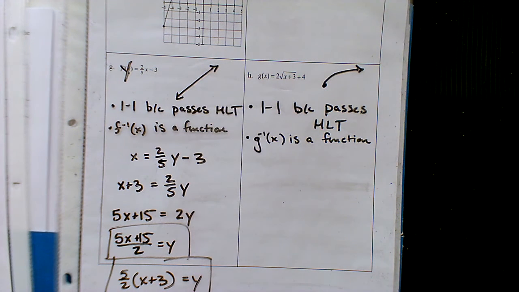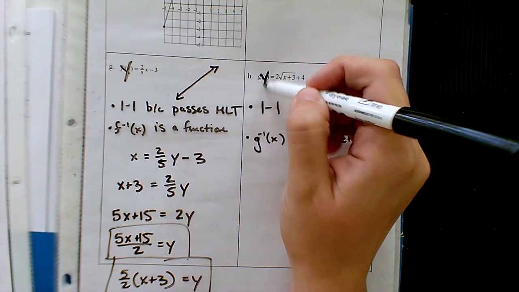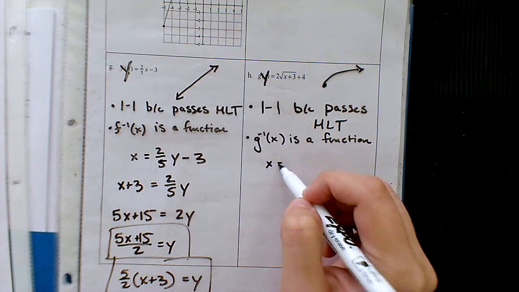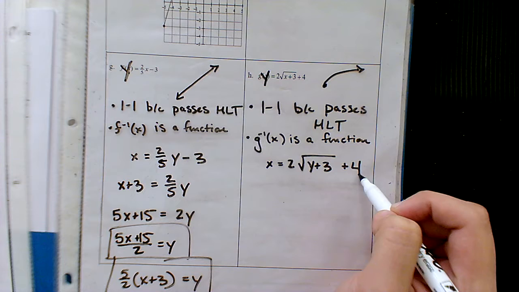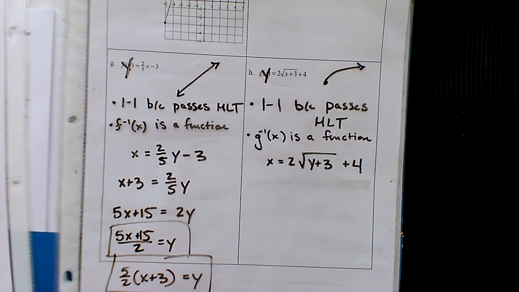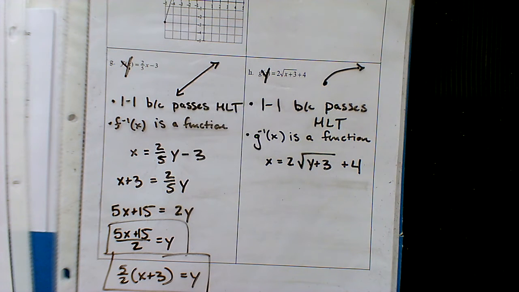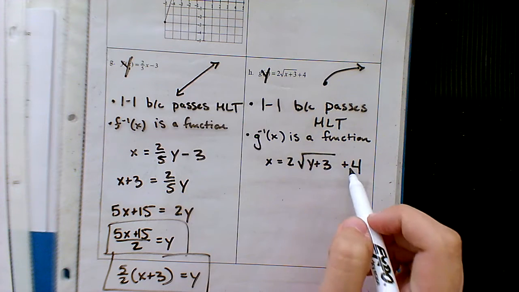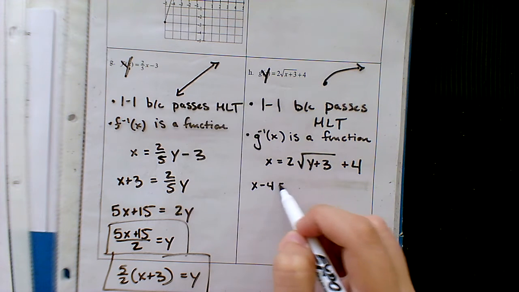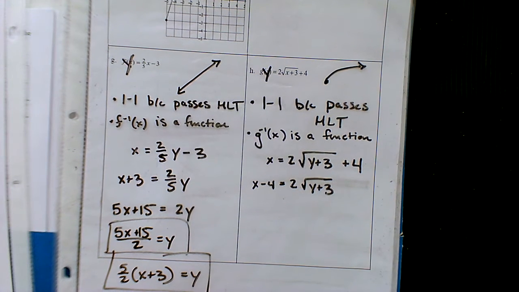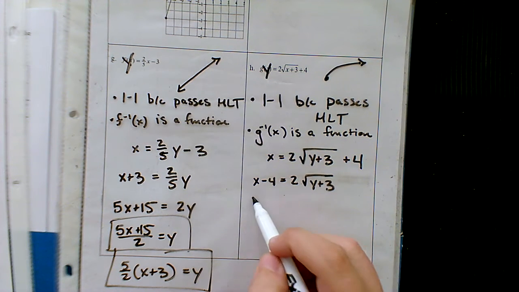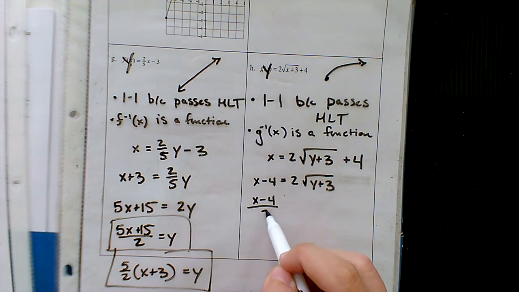So let's actually find the inverse equation, and we should be able to see at the end, if we were to plug one number in, we would only get one number out. Okay, so to find the inverse, we're going to switch the variables, and we'll solve for y. So the first thing, maybe we'll subtract the 4 over. And then we can divide the 2.